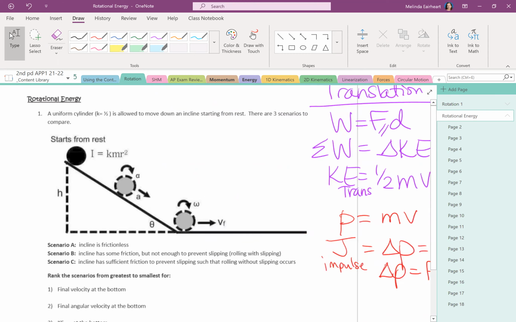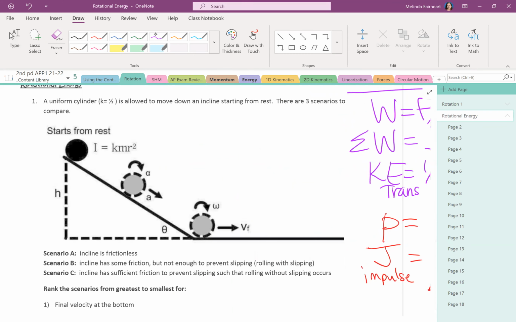Now focusing on energy, we've got a uniform cylinder. The K value is 1/2, so the inertia would be 1/2 mr squared. It's allowed to move down an incline. Are we pushing it? No, we're not pushing it. It's just going to be released from rest, just like he did in the videos, right?